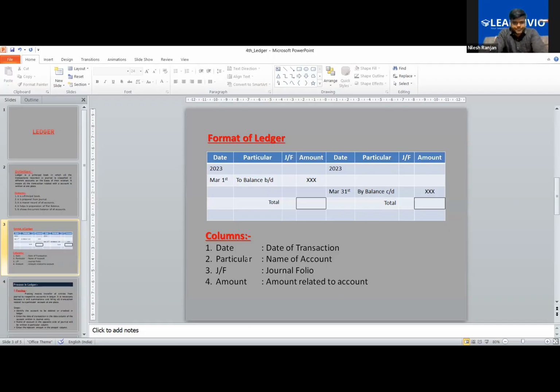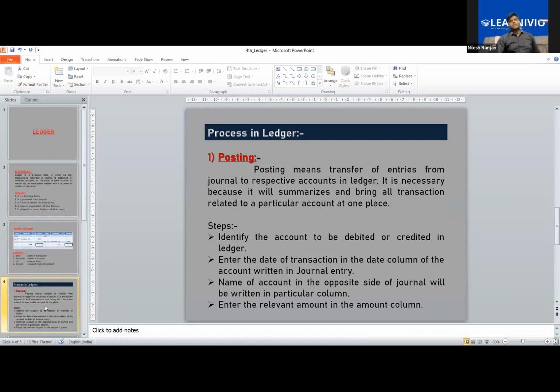Okay, so after this, this is the process in Ledger. The first step, I already told you, is that we will count the accounts in the journal one by one. Along with this, I am going to solve a question so that the steps written in the process of Ledger will be understood easily. Let me explain it first, then I will solve the question.